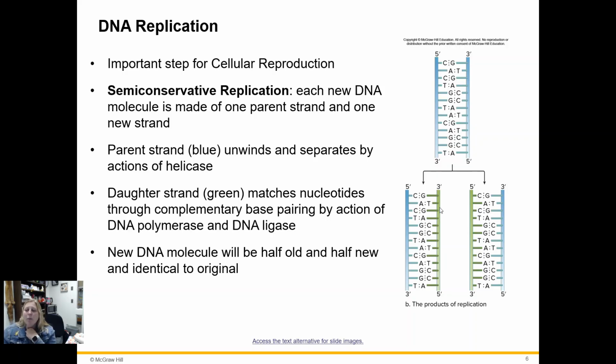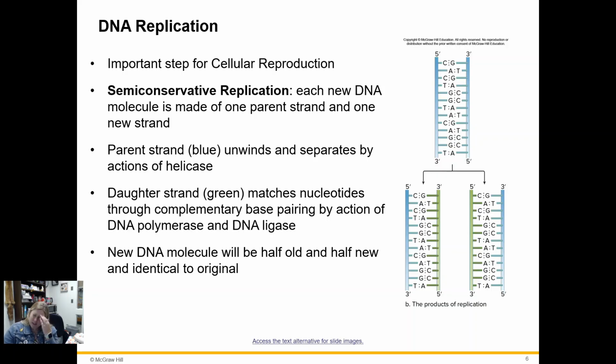And so we end up with two new pieces of DNA that have half of the old information, half of the parent strand, and then half of the daughter strand, the new nucleotides that have been built. And this is how we ensure that cells have the same genetic information to go through the process of mitosis or meiosis, because this happens in the S phase of interphase. Okay, this is great for conserving DNA. It's great for ensuring that genetic material is carried over, and DNA is going to try to be as exact as possible. Now, it's not perfect, okay?